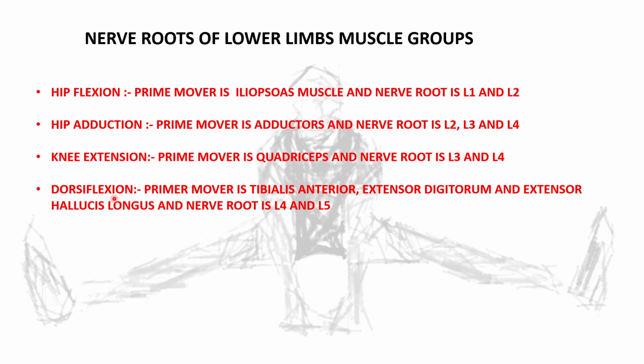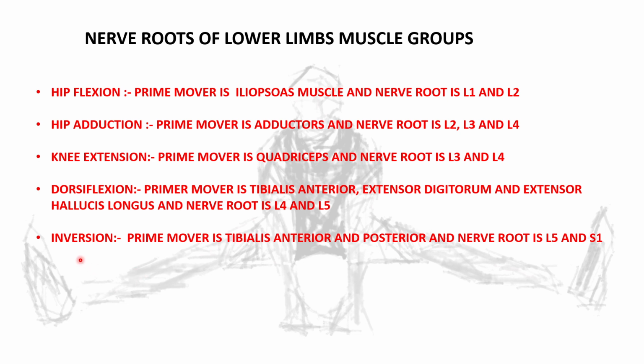Dorsiflexion of the foot. The prime movers are tibialis anterior, extensor digitorum longus and extensor hallucis longus. Nerve root is L4 and L5. So if the patient cannot dorsiflex, meaning the patient has a foot drop, it means the problem is at this nerve root, which is L4 and L5, and these are the muscles which will be involved.